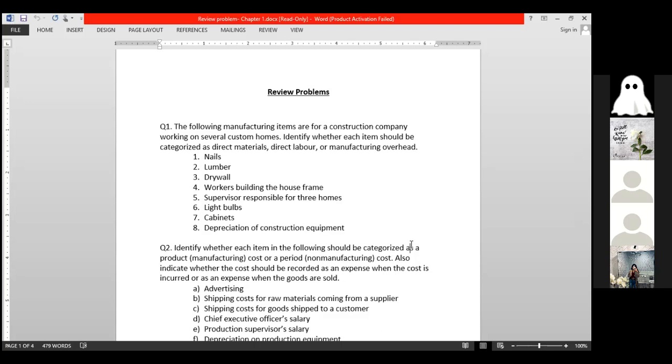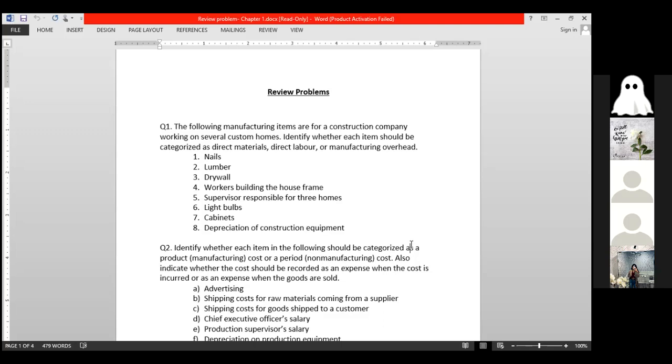Direct materials. Nails would be, yes, direct materials. So they are used in making the house, right? Then lumber. Direct materials. Okay, yeah, lumber would be direct material too, because that's what a house is made of. So it's a material consumed in making a house, right? And then drywall. Direct materials. Okay, that is also material, right?